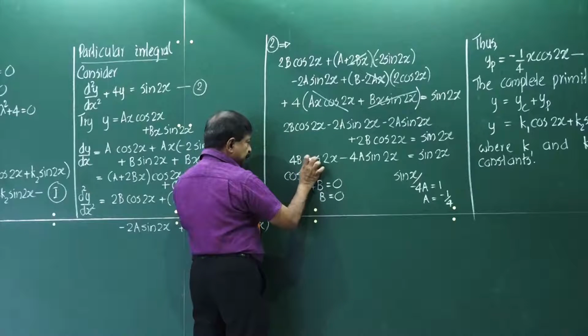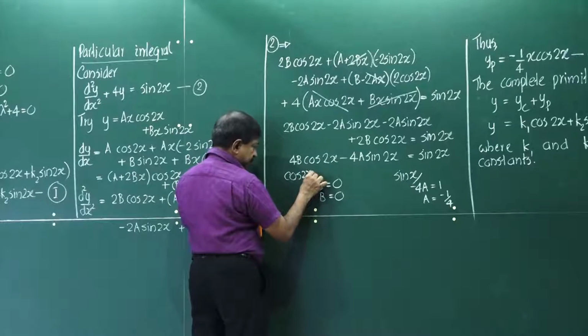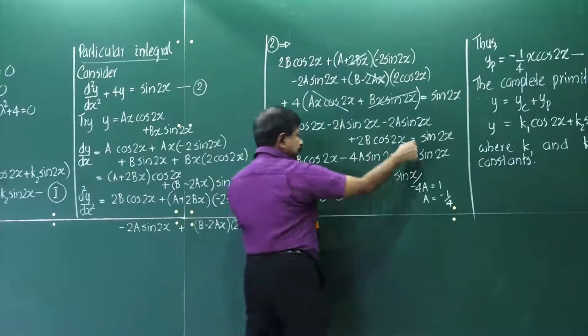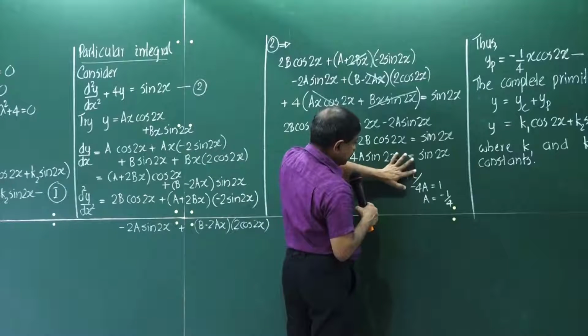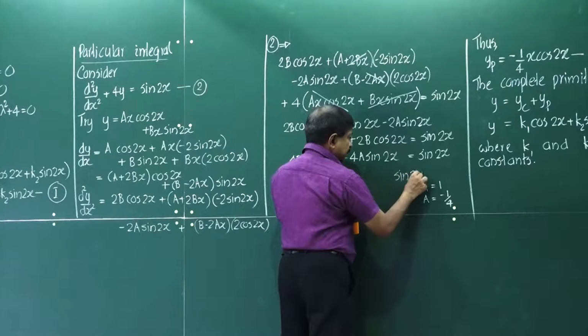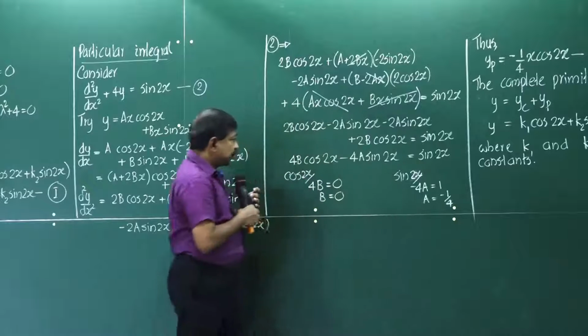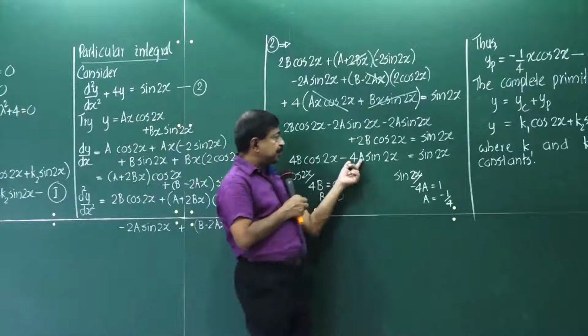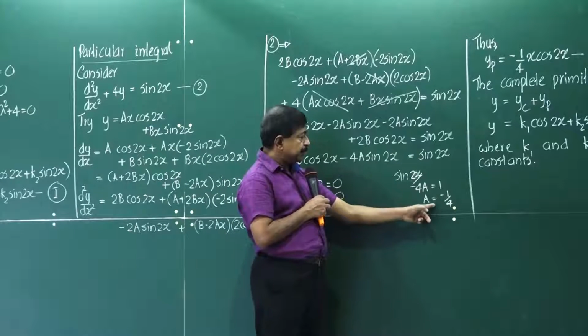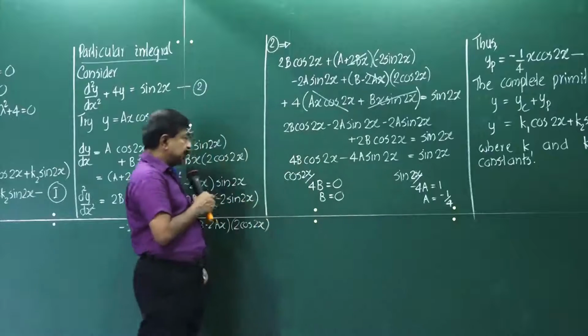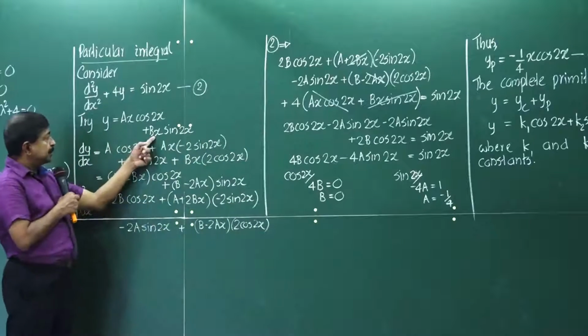Comparing the coefficients of cos 2x, 4b is equal to 0. Again here, there's a little mistake. It should be sine 2x. If you compare the coefficients of sine 2x, minus 4a is 1. So you will get a is equal to minus 1/4. So this is your trial solution.